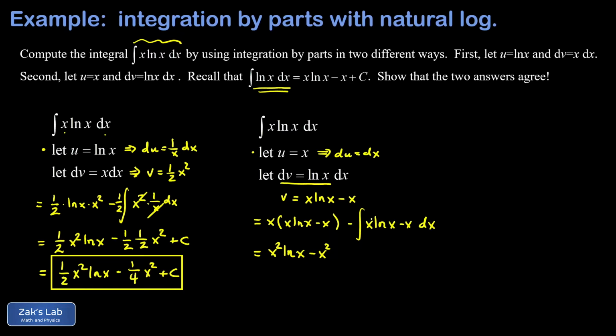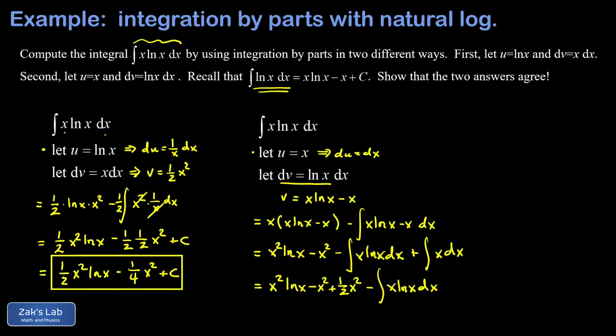And then if I look at my integral portion, this breaks into two integrals. One of them is this negative integral of x natural log x dx, and the other is a positive integral of x dx, which gives me 1/2 x squared. So now I have x squared natural log x minus x squared plus 1/2 x squared minus the integral of x natural log x dx.